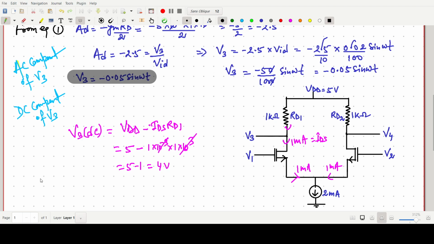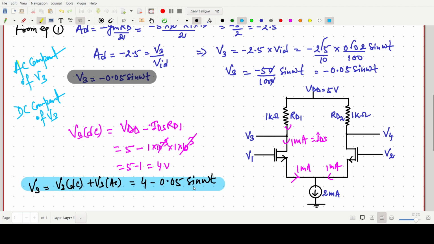So overall, the V3 component is simply V3 DC plus V3 AC component. The DC component is 4, and the AC component is minus 0.05 sine omega t. So our answer will be V3 equals 4 minus 0.05 sine omega t. The DC component is very easy to find: VDD minus IDS into RD1, so 5 minus 1, 4 volt. This DC component of V3 will be 4 volt, and for the AC one, it is already given as minus 0.05 sine omega t. So it should be 4 minus 0.05 sine omega t.